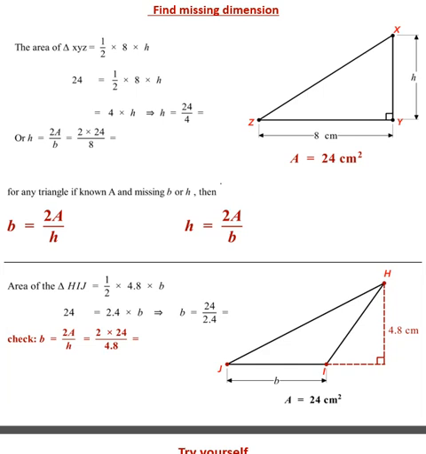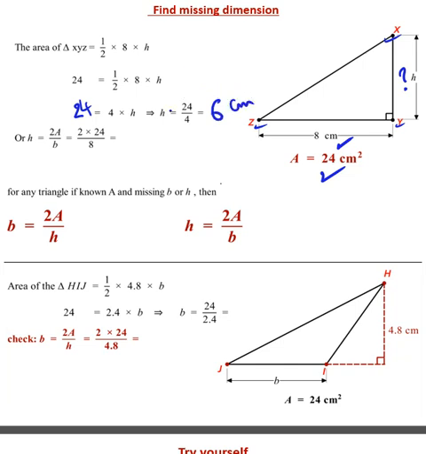Now, what if we have the area of the triangle and we are given one dimension, let's say the base, and we need to know the length of the height? Simply substitute in the relation: the area of the triangle XYZ equals half times base times height, half times 8 times height, and the area is 24. Half of 8 equals 4. 4 times height equals 24. So to get h, you divide 24 over 4. You get h equal to 6 centimeters.